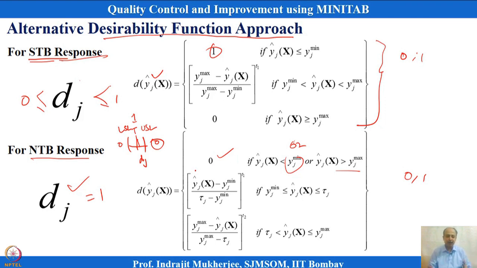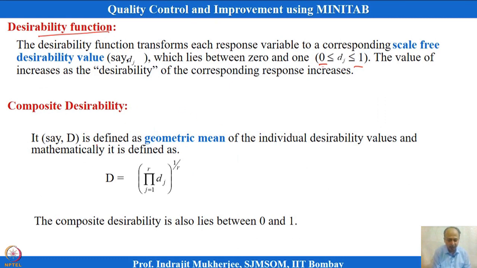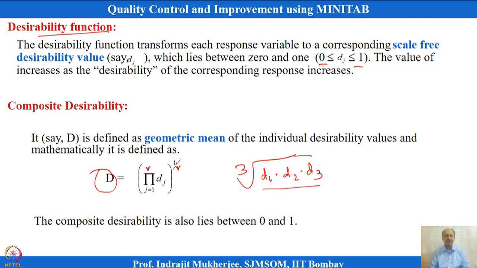So, when I am searching for an optimal scenario of x1 and x2, it will find the predicted value of y, and for that predicted value of y, it will calculate the desirability value. All the desirability values for y1, y2 and y3 for that setting condition will be calculated. Then, using these d1, d2 and d3 values, it will calculate a composite desirability value, which is taken as the geometric mean. If there are three variables, this will be the cube root of the d1, d2 and d3 values you have got for a given setting. So, 1 by r is the formulation over here, and that is known as composite desirability. Composite desirability will also lie between 0 and 1.